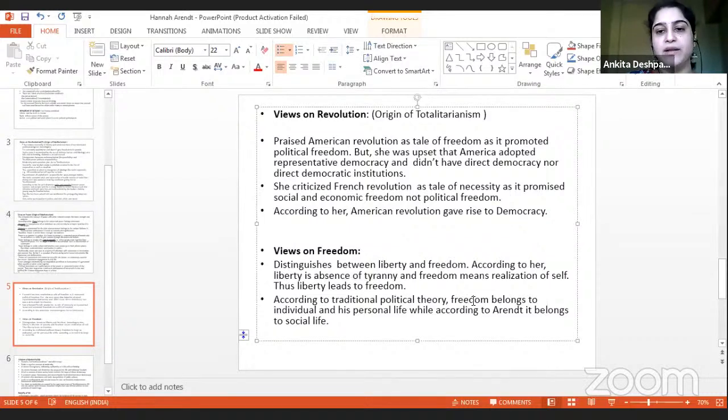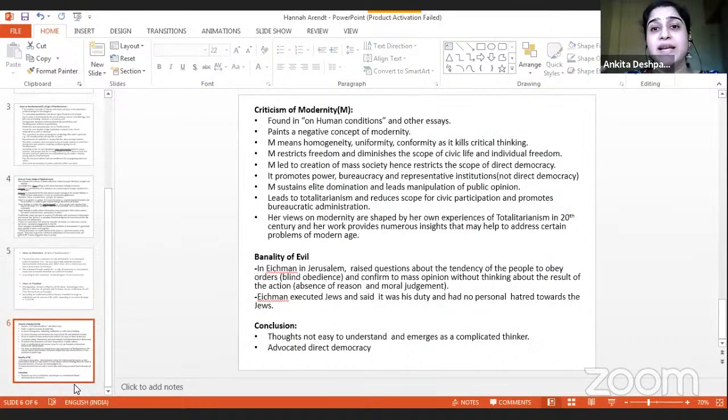According to traditional political theory, freedom belongs to individual and his personal life. But according to Arendt, it belongs to social life. Like power belongs to social life, to society, to all of us acting together. Same way, freedom also belongs to society. All right? So she is one person who completely believes in collectivism instead of individualism of liberalism.